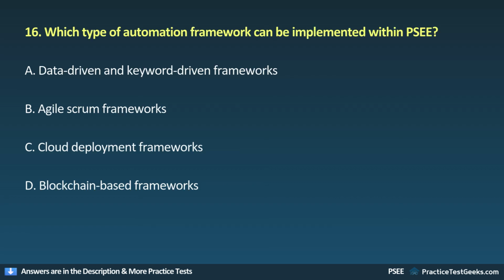16. Which type of automation framework can be implemented within PSEE? A. Data-driven and keyword-driven frameworks. B. Agile Scrum frameworks. C. Cloud deployment frameworks. D. Blockchain-based frameworks.